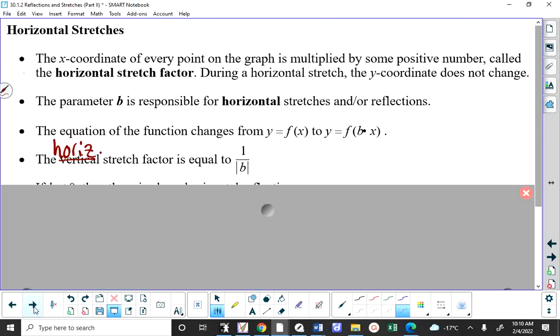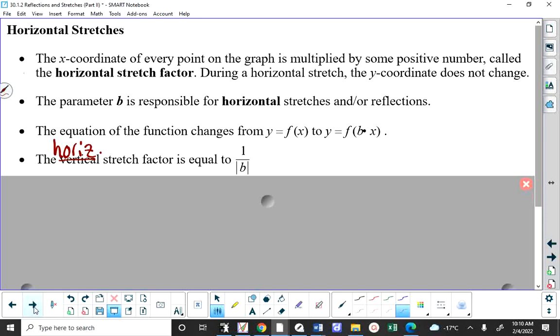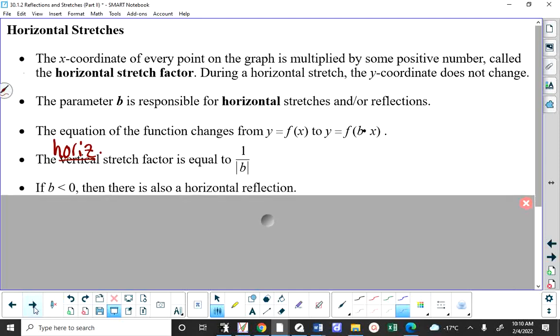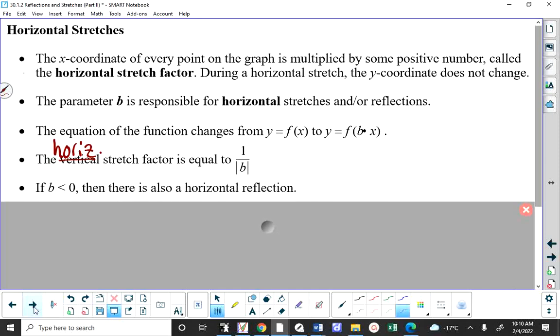So the horizontal stretch factor is not b. It's the reciprocal of b. Or more specifically, the reciprocal of the absolute value of b. If b is negative, there's a horizontal reflection.